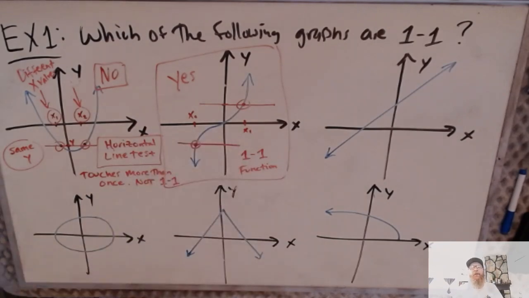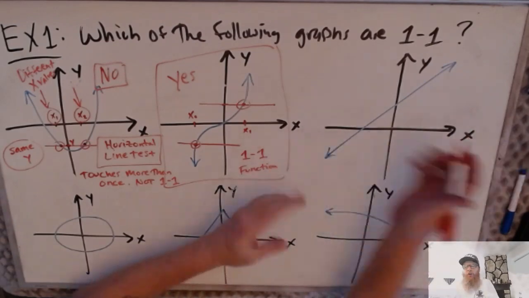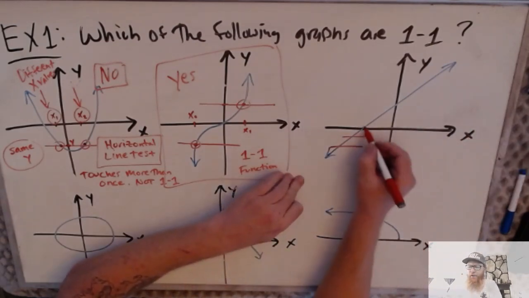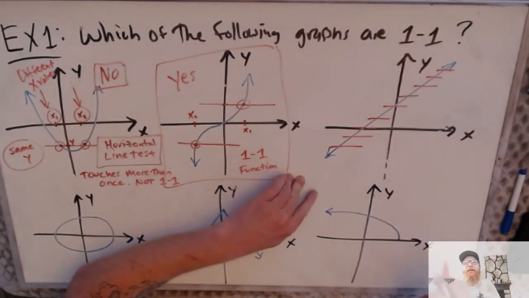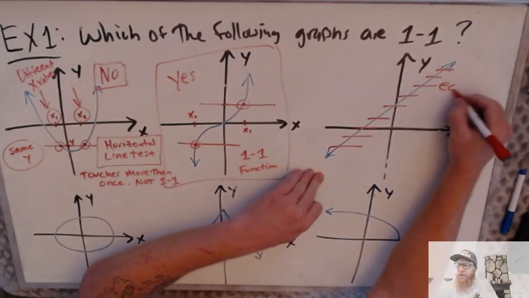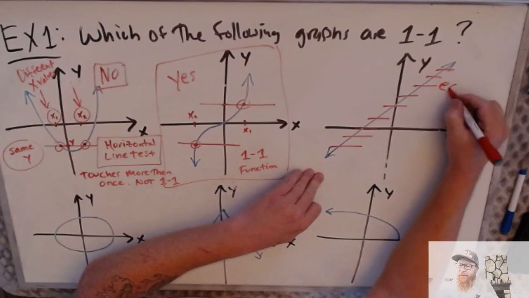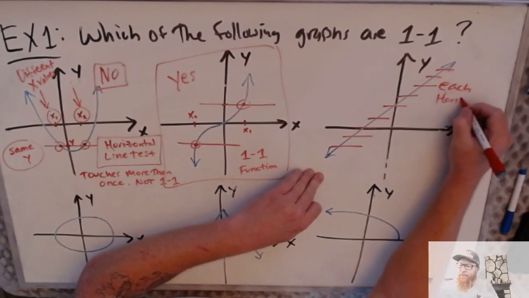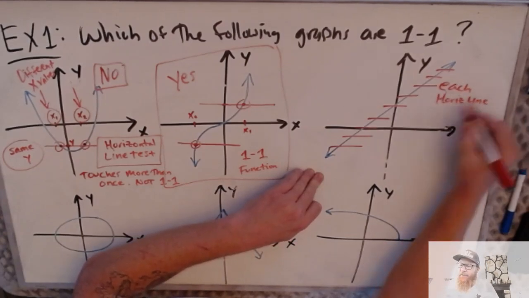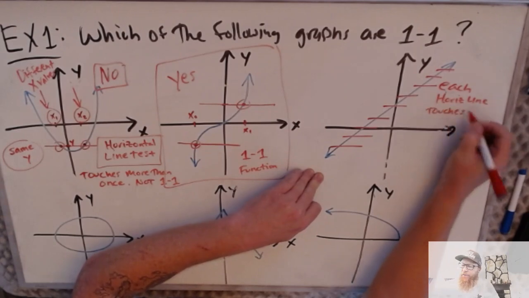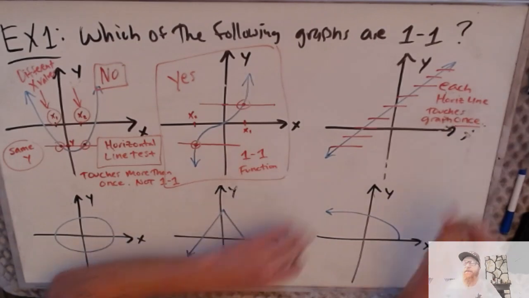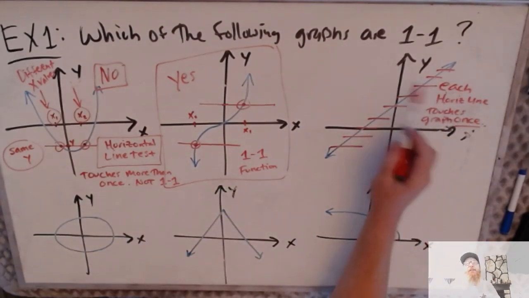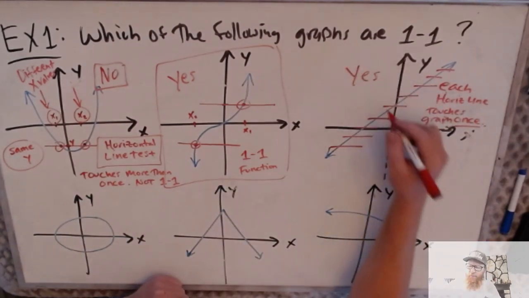This is a one-to-one function. You could easily just go across the graph and draw horizontal lines like this. So each horizontal line touches the graph only once. So this is a one-to-one function. Yes, one-to-one.